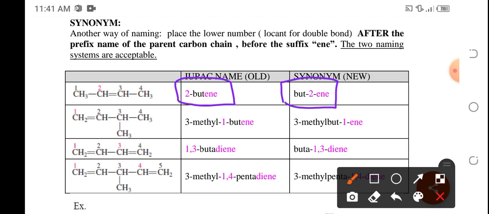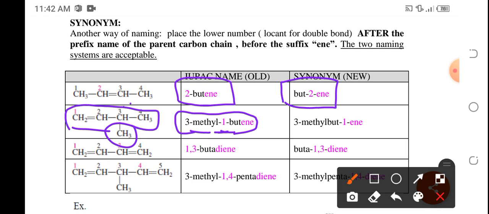Okay? So, this one, 3-methyl-1-butene. 3-methyl, that methyl is on the third carbon atom. The position of the double bond is between 1 and 2. There are 4 carbon atoms in the chain, and there's only one double bond. So the synonym of 3-methyl-1-butene is 3-methyl-but-1-ene. Okay, so ito lang, yung pagkakasulat lang nung locant 1 ang nagkaiba dito sa dalawang naming system na to.